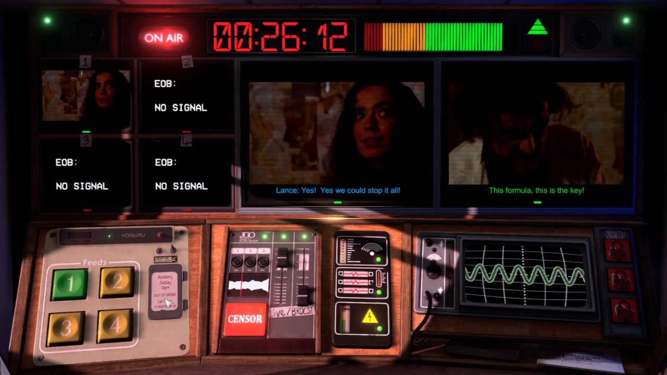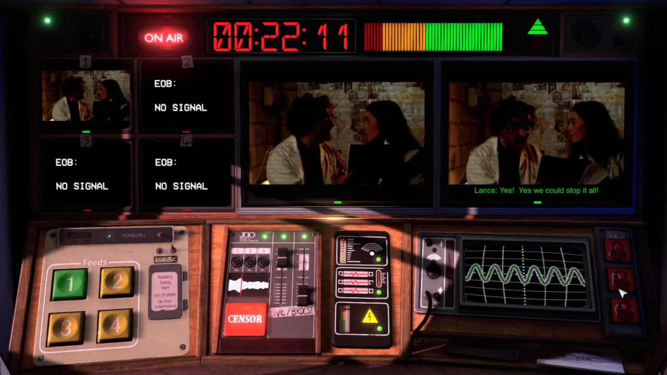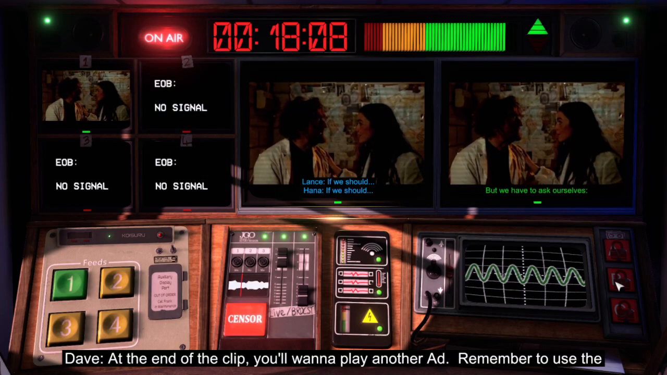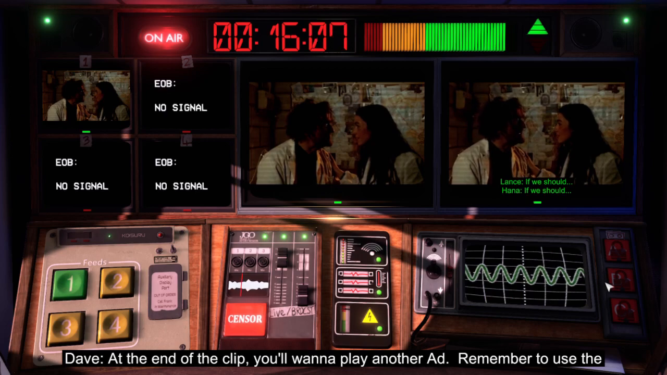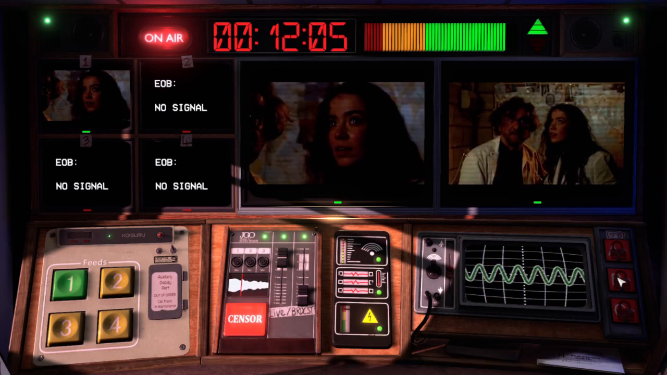What is the other thing that we're going to do? Are we going to play another ad? We have to ask ourselves. At the end of the clip, you'll want to play another ad. Remember to use the clock at the top to count you in. Yes.